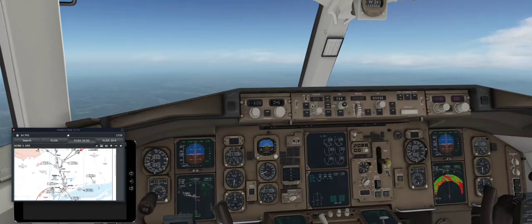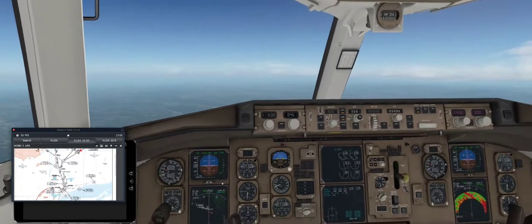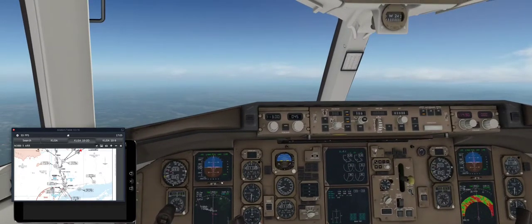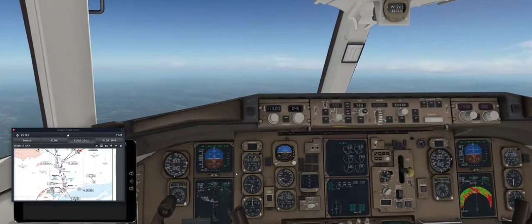If you really get good at this, you should fly on VATSIM with air traffic control enthusiasts and other pilots in the airspace as well, of course.